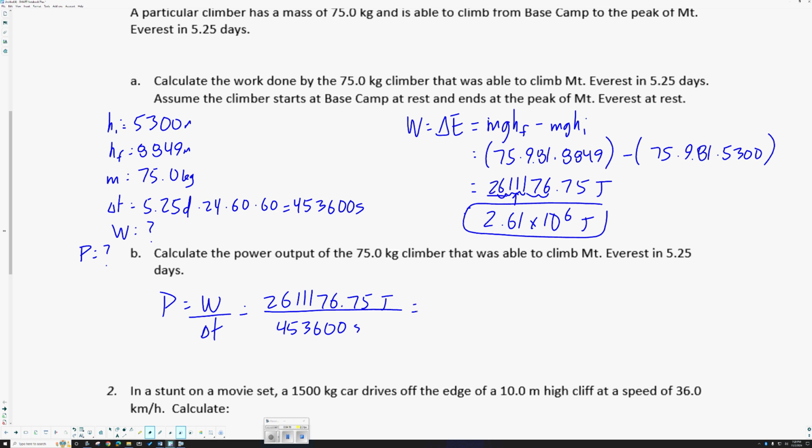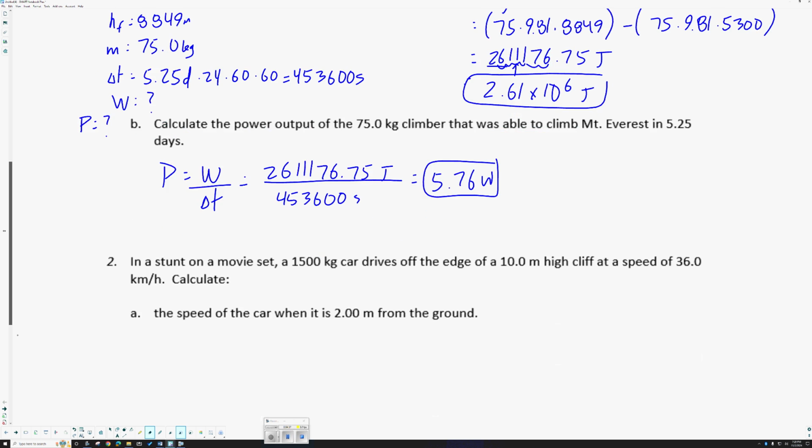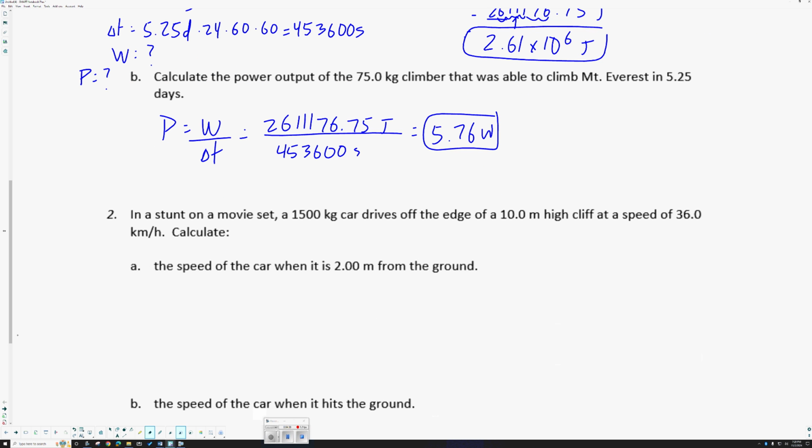And we calculate that one, it gives me 5.76 watts. Seems like a pretty low power. If you went for a run, your power output might be 175 watts, 200 watts. But remember, we're climbing Mount Everest. It's taking us 5.25 days. We're not running at the same speed and power output up Mount Everest as we would be if we were running on the track or down to the dog stadium.